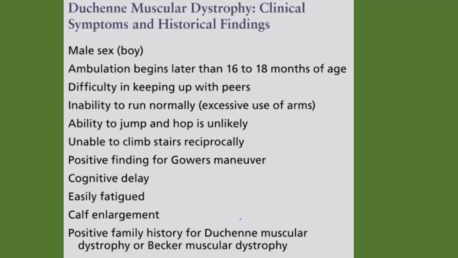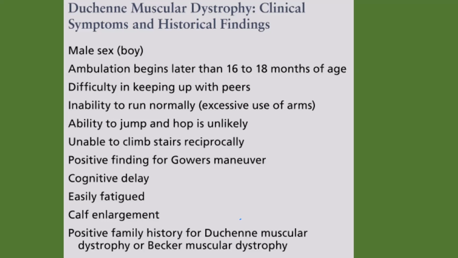Ability to jump and hop is unlikely. Unable to climb stairs reciprocally. Positive findings for Gowers maneuver. Cognitive delay. Easily fatigued. Calf enlargement. And they have a positive family history for Duchenne muscular dystrophy or Becker's muscular dystrophy.